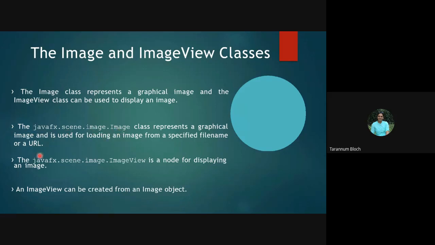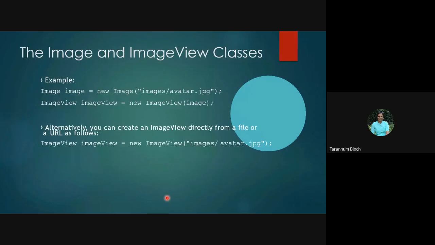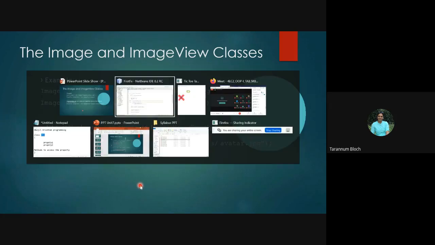These two classes are available in javafx.scene.image.Image and javafx.scene.image.ImageView. Once we have an Image object, from the Image object we can create an ImageView, because once we have an image, then we can display it. So an ImageView can be created from an Image object. This is an example given, but we will go directly to this example.